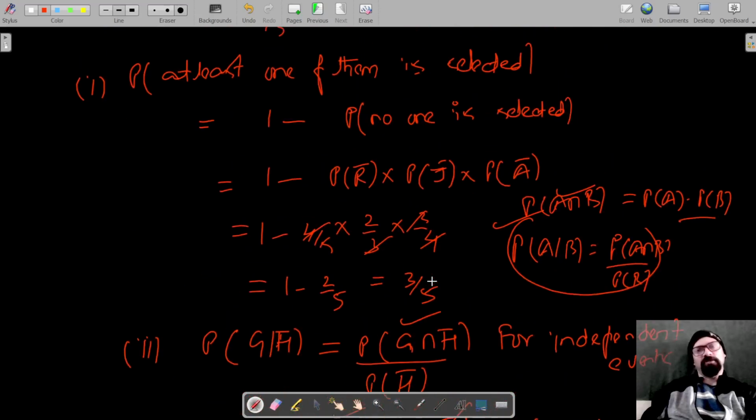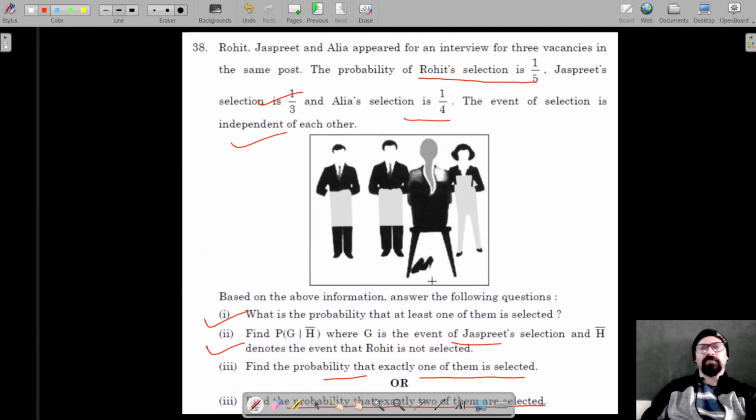And with this, we are done with the fourth set. This is the fourth set and subset one of 2024.